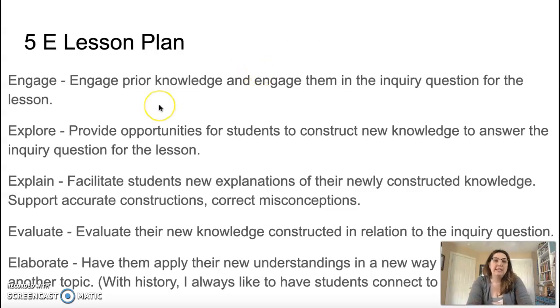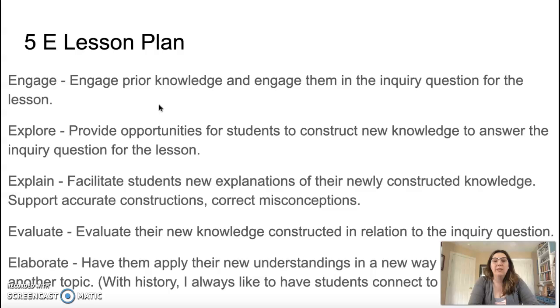So the first E is engage. In that section, you're going to engage prior knowledge and you're going to get them excited and interested in the inquiry question for your lesson plan. The second E is explore. You're going to provide opportunities for students to construct new knowledge to answer that inquiry question. So in social studies, it might look like they're analyzing maps or they're analyzing historical sources like you've been reading about with historical thinking, or they're doing a simulation.